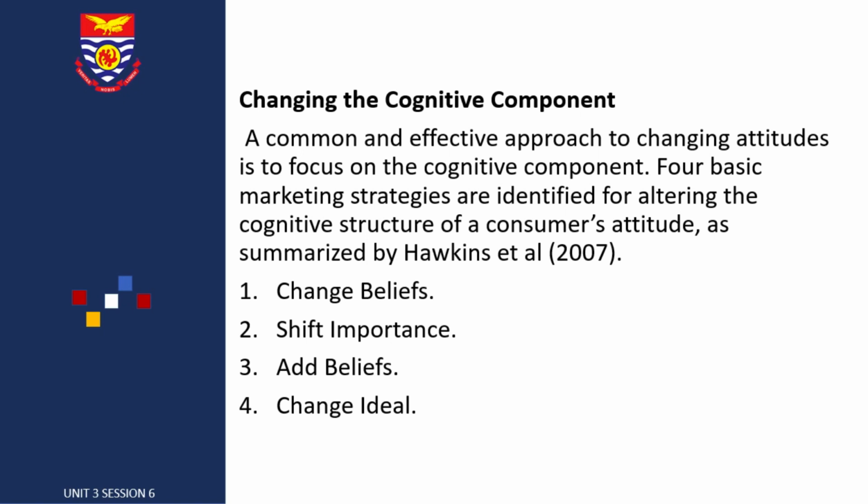Now, changing the cognitive components. A common and effective approach to changing attitude is to focus on the cognitive components. If you want to change your attitude, one of the focal points you need to take note of is your cognitive component, because it has to do with the mind. If you don't focus on how to change the way you think, it will affect your attitude. So if you want to change your attitude, one of the things you need to hit is your cognitive component. There are four basic marketing strategies that you can use to alter your cognitive structure.